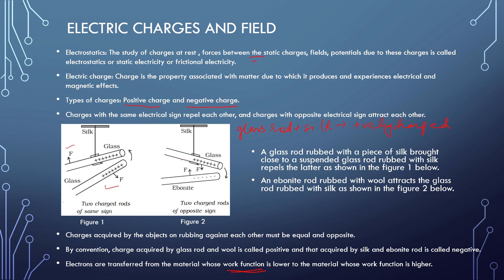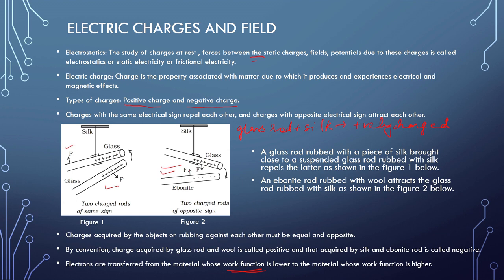Similarly, now we have a glass rod which has been rubbed with silk, and there is an ebonite rod which has been rubbed with wool. As I told you, when an ebonite rod is rubbed with wool, it develops negative charge. So you can see these two rods have opposite charges on them. When they are brought close to each other, you can see that there is a force of attraction between the two. The forces are attractive forces. This force is towards the glass rod and this force is towards the ebonite rod.